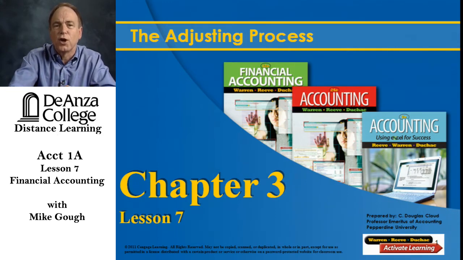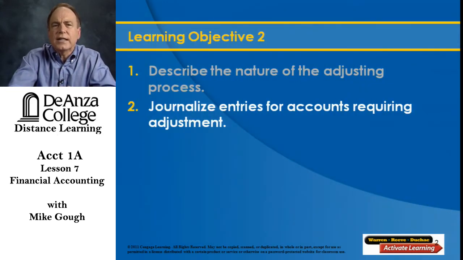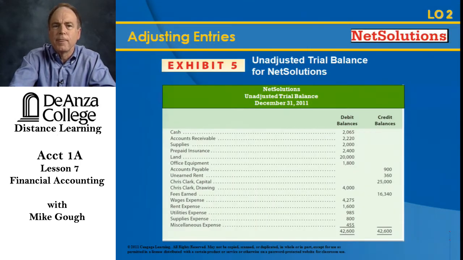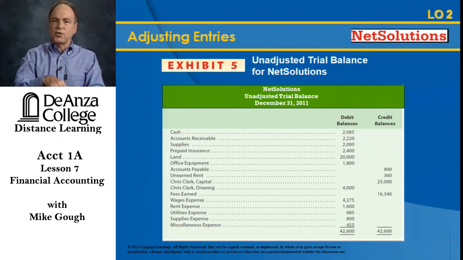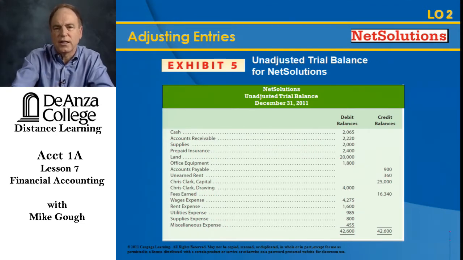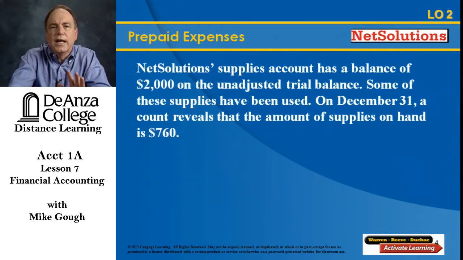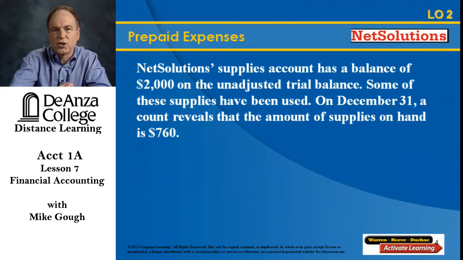So follow along. Our next objective here is to journalize entries for accounts requiring adjustment. You might remember our unadjusted trial balance for Net Solutions. And again, remember this comes after we've journalized and posted and then taken the ending balance from all the ledger accounts before we've done the adjusting entries. So Net Solutions Supplies on Account has a balance of $2,000 on the unadjusted trial balance.